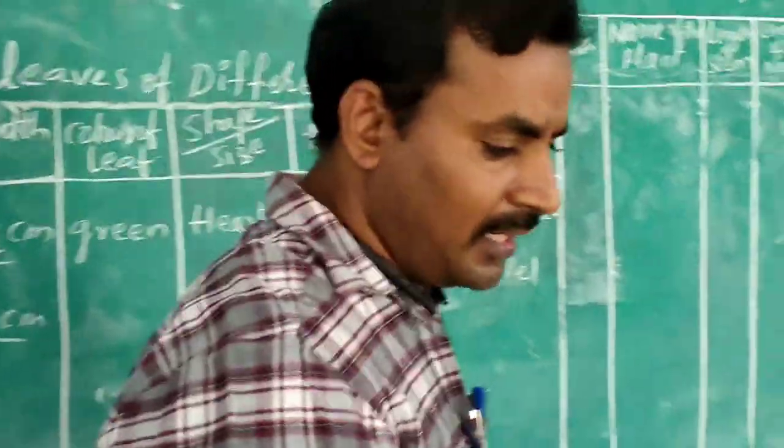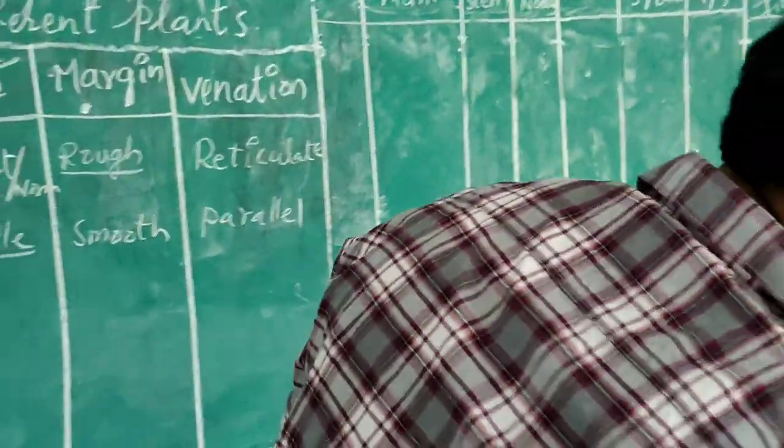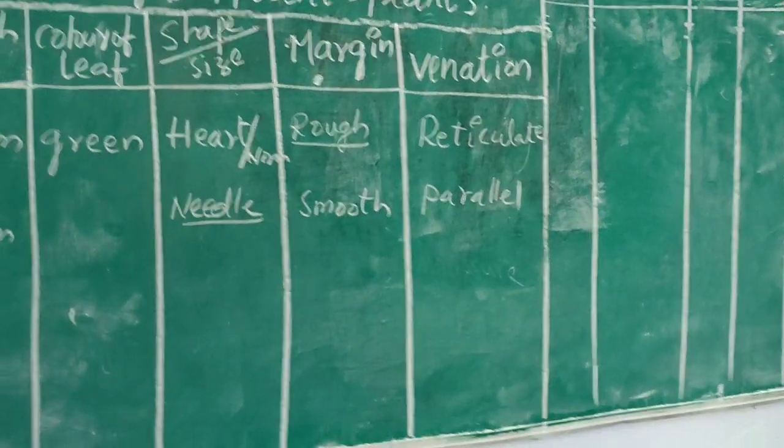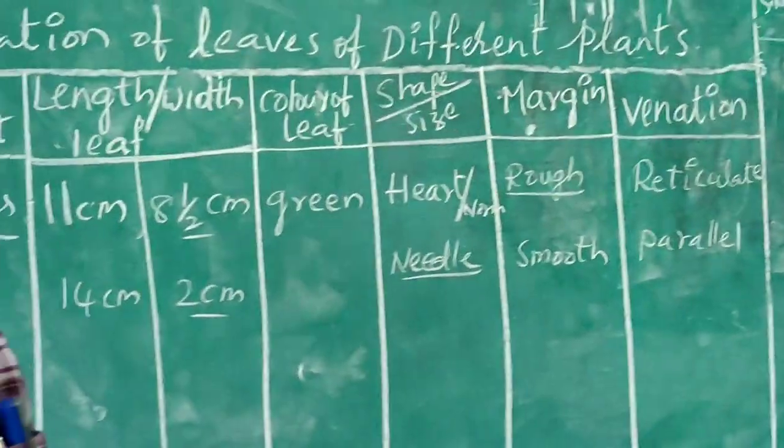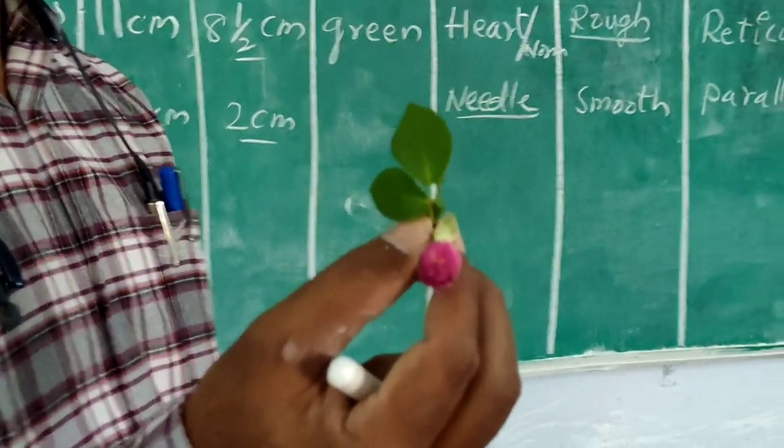This is about bamboo leaf. So again, we take another leaf. It's a very well-known plant. Every day we see this. So this is a rose plant.